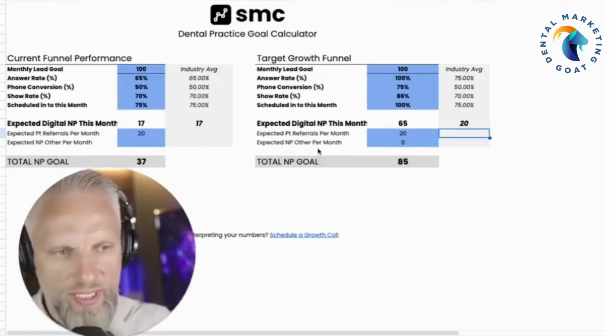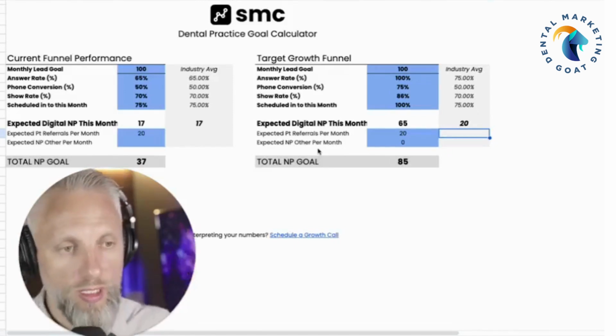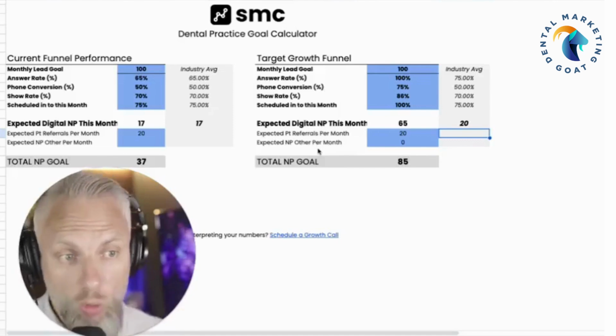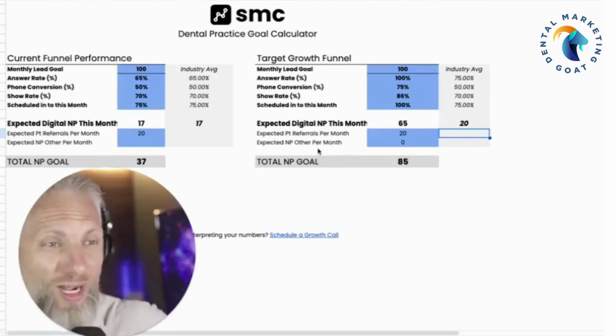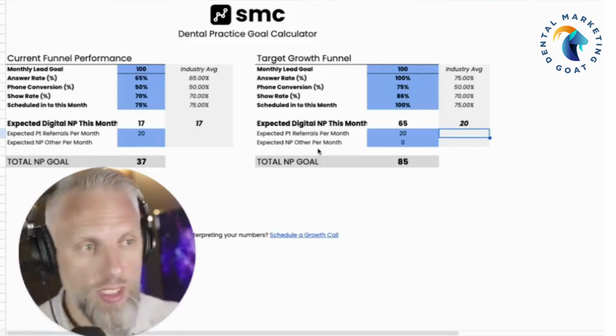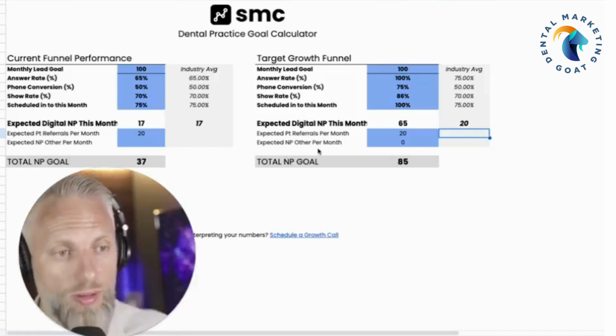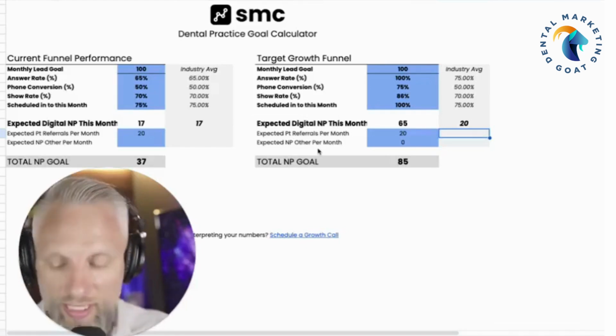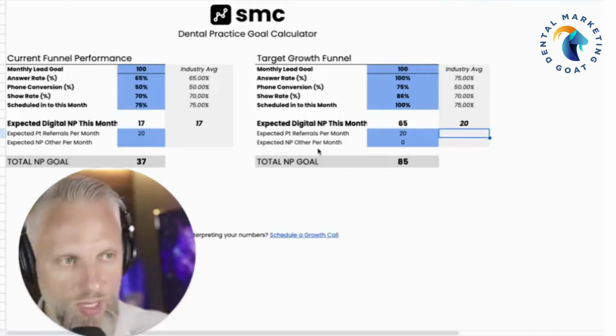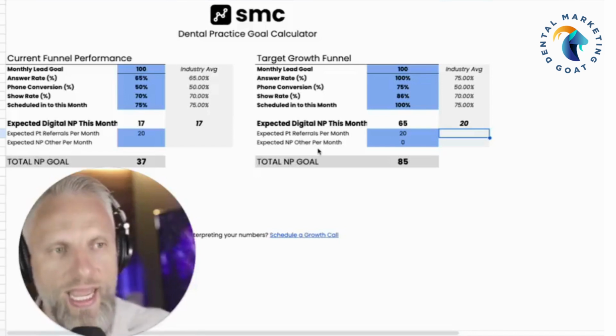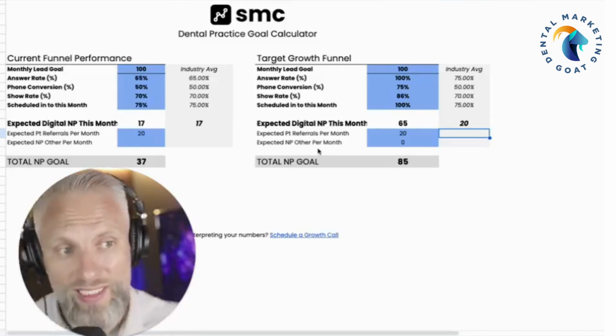Most of you have probably had this happen before where you work with a marketing company and they go, "We got you a boatload of leads. We got you 100 leads." And you look at your new patients and you didn't grow. And you're going, "Well, that's great that I got all these leads, but they're not turning into new patients. Why is that?" And there's multiple different reasons why that happens.